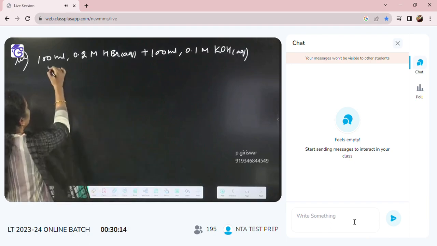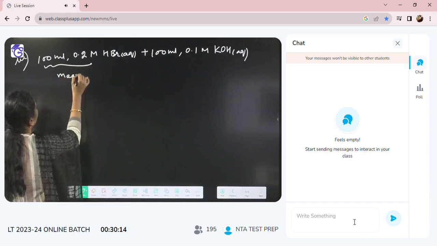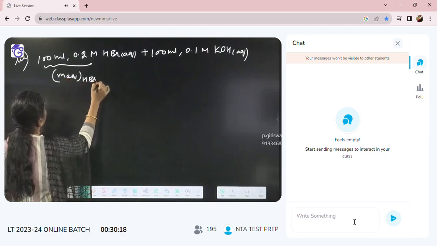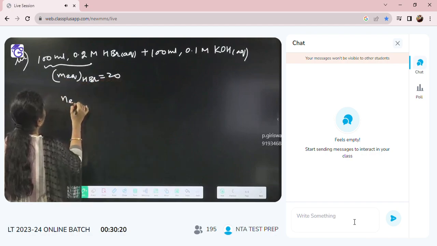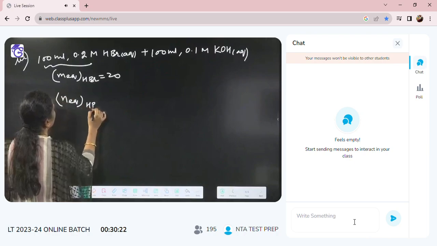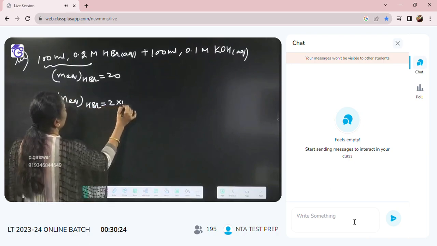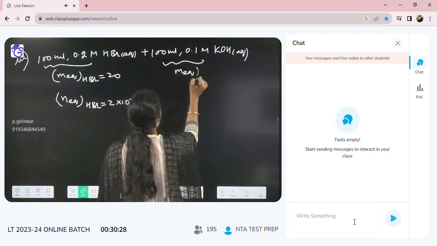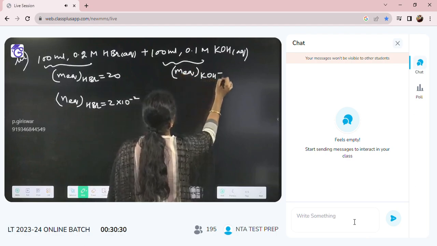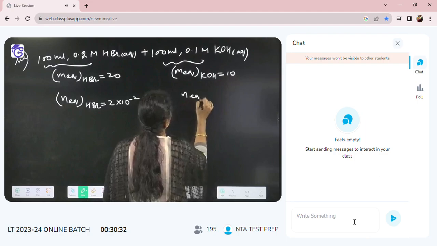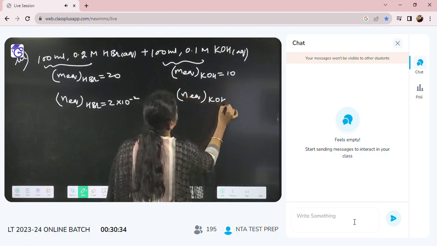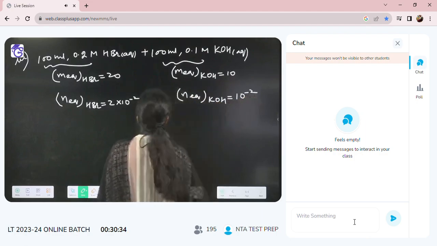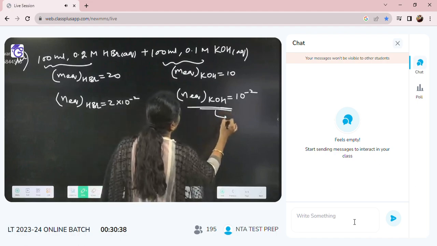So here I'll be simply writing down milliequivalents of HBr is 20 and number of equivalents of HBr is going to be 2 into 10 to the power of minus 2. Similarly here, milliequivalents of KOH is 10 and the number of equivalents of KOH is going to be 10 to the power of minus 2. So this becomes your LR.